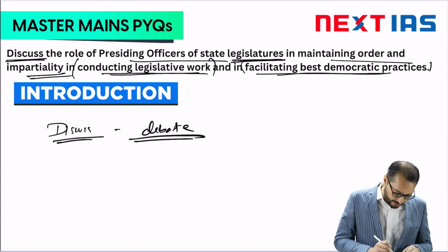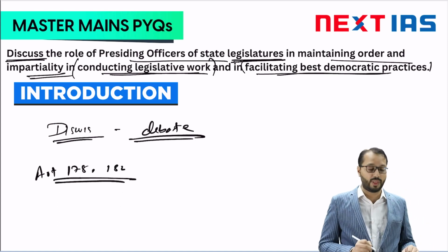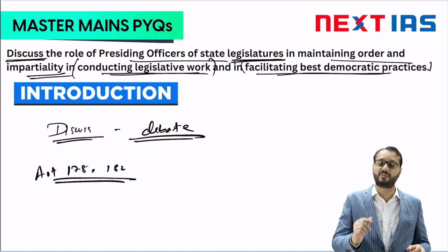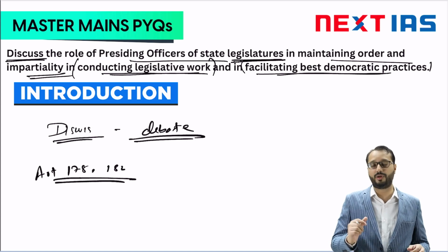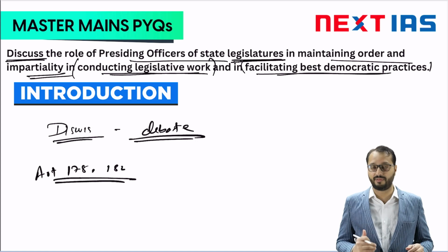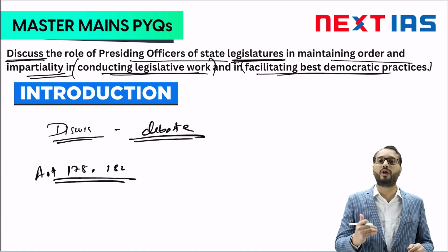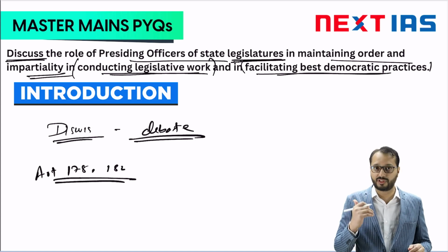So we know that Articles 178 and 182 of the Constitution of India basically provide for the office of the speaker and deputy speaker and chairman and deputy chairman, right, at the level of state assemblies and state legislative councils. Other than that, you can also quote about the relevance of the office of the speaker.